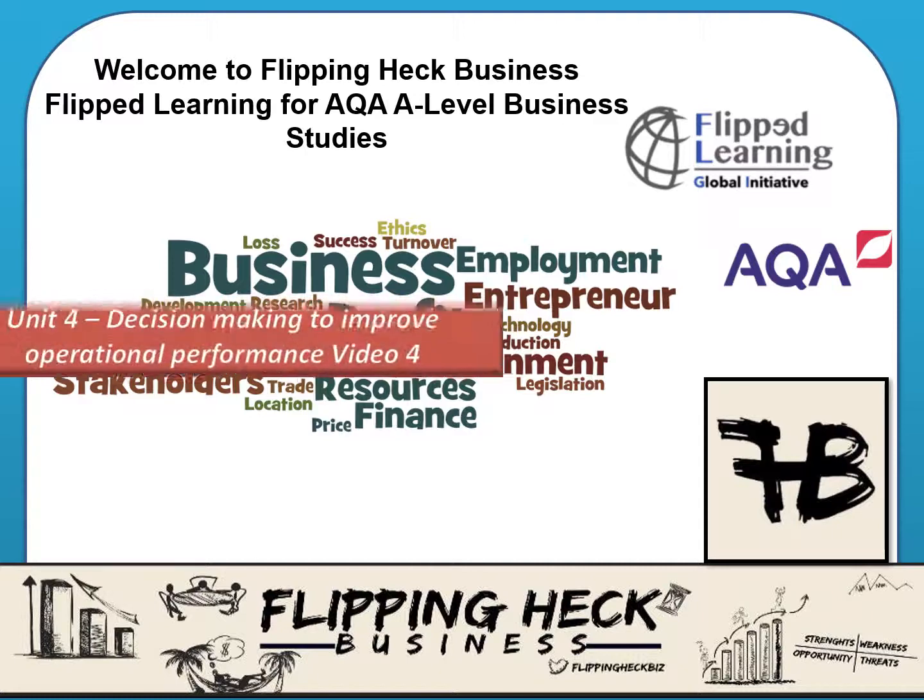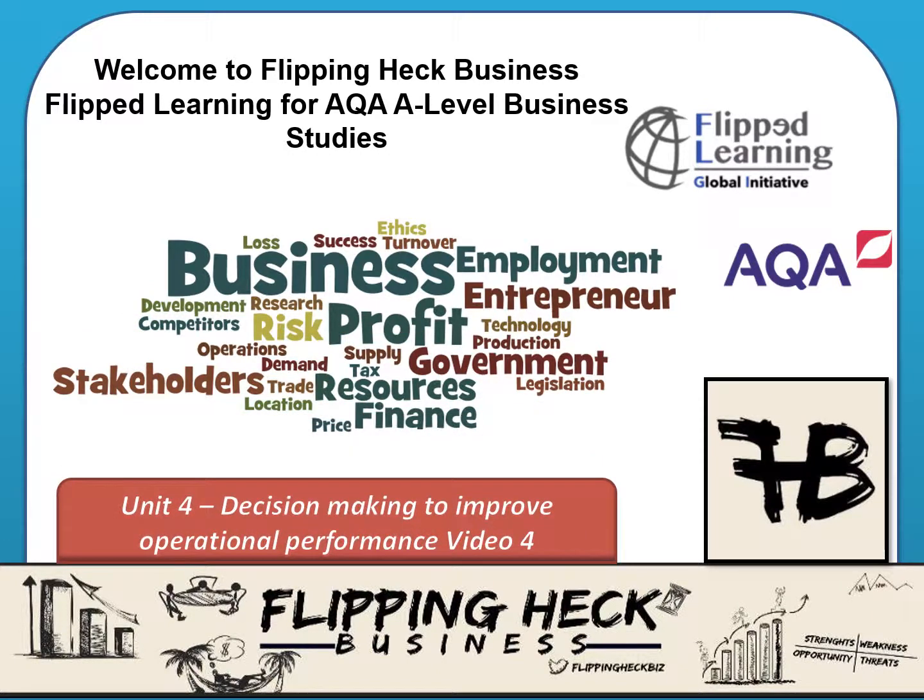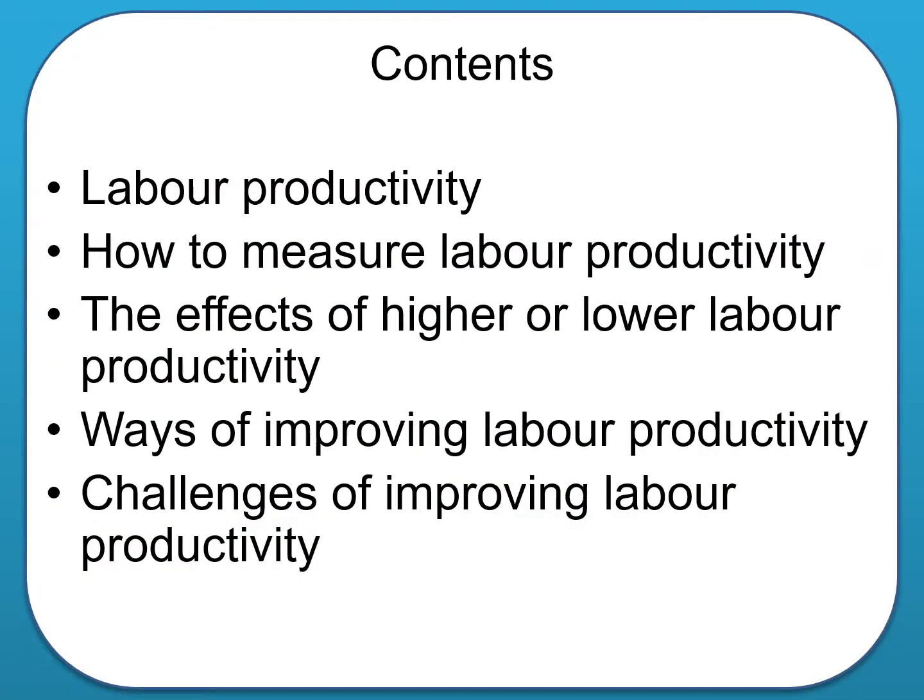So this is video number 4 in the decision making to improve operational performance. In this video we are going to be looking at labor productivity. So the contents are labor productivity, how to measure labor productivity, the effects of higher or lower labor productivity, ways of improving labor productivity, and challenges of improving labor productivity. Could I say labor productivity anymore?